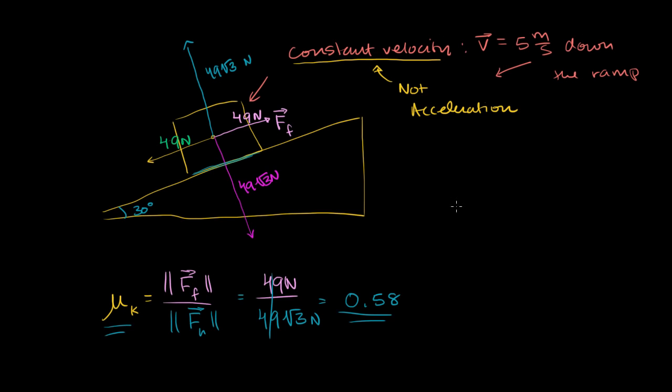So we can say this generally, that the coefficient of kinetic friction is less than or equal to the coefficient of static friction. Friction provides a little less, or less than or equal to the force when something's moving than when something is stationary. So I'll think about that a little bit deeper in the next video.